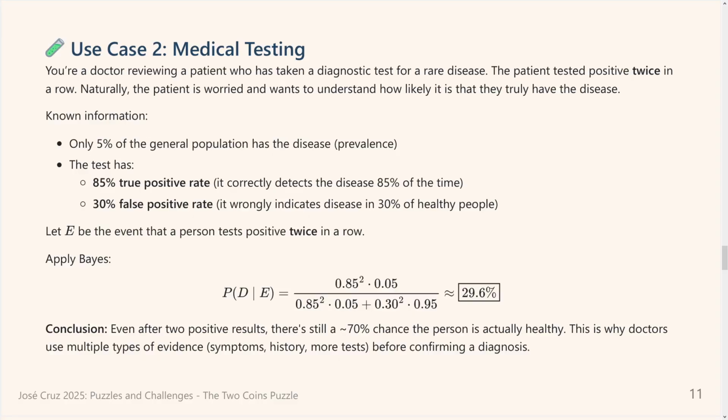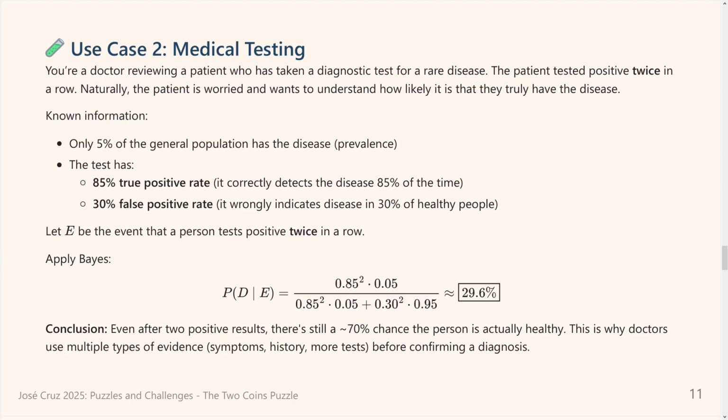No other information: only 5% of the general population has the disease. It's something that should be given to you, it's the evidence again. And the test has an 85% true positive rate. It correctly detects the disease, meaning that when the doctor says the person has the disease, he is right 85% of the time. But about a third of the time it is wrong. And usually only 5% of the population has this, so the probability of someone having this disease is 0.05.